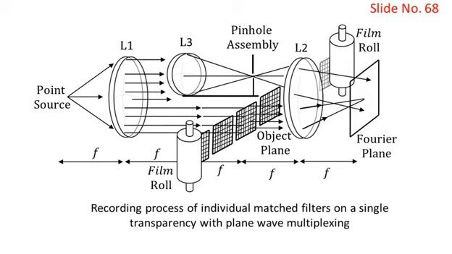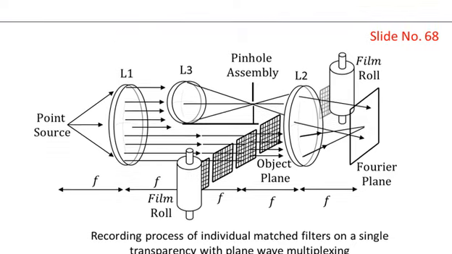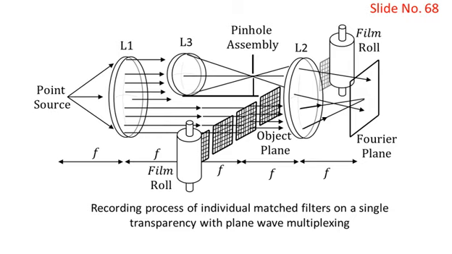So this is our setup that we are going to record over a frequency filter. Let me read the caption: recording process of individual matched filters on a single transparency with plane wave multiplexing. Plane wave multiplexing means that we are changing the plane wave each time we record the matched filter of one individual input. So first of all, let me explain the setup.